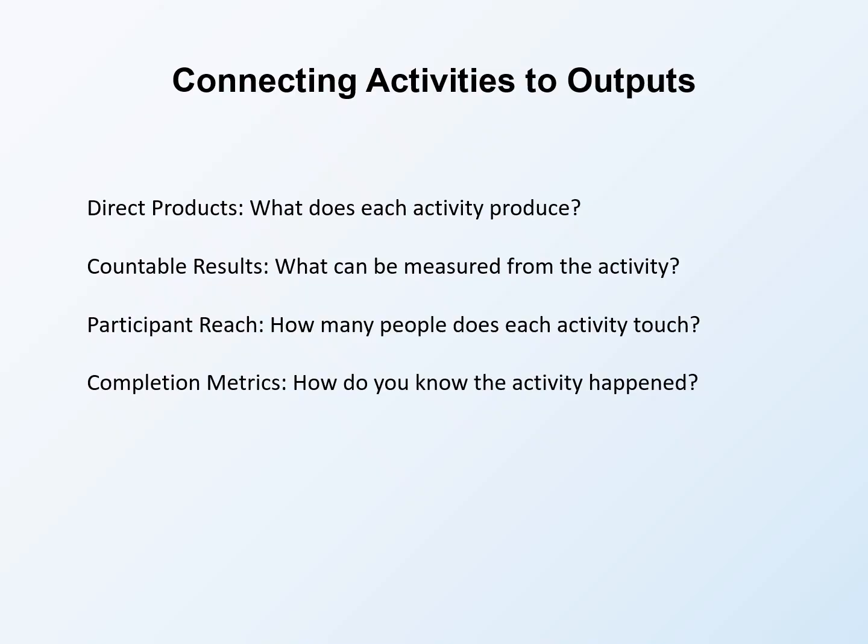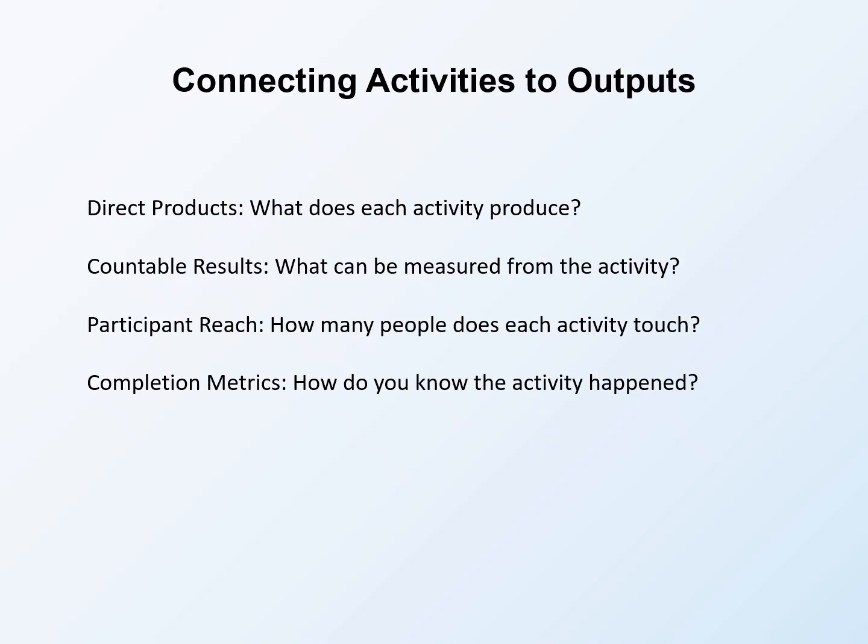Countable results specify what can be measured from the activity you conduct. Number of workshops conducted, hours of counseling provided, materials distributed, and people screened are all countable outputs. If you cannot count it, it is extremely hard to track for reporting purposes.